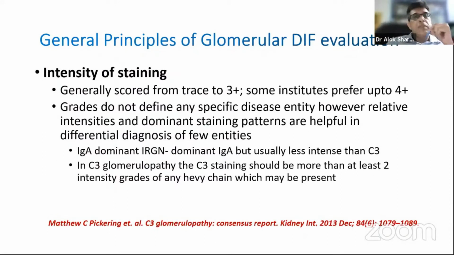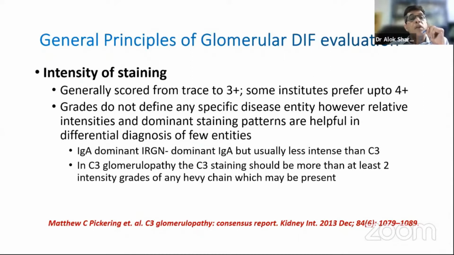So we will take up these things one by one. Intensity of staining, as I just told, is generally scored from trace to 3 plus, and some institutes actually prefer 4 plus. It's important to realize here that grades actually do not define any specific disease entity per se. However, when we talk about them in these semi-quantitative terms, these are helpful in differential diagnosis of a few entities.